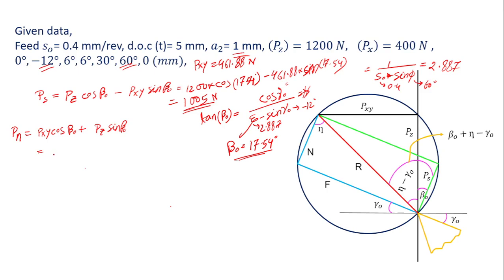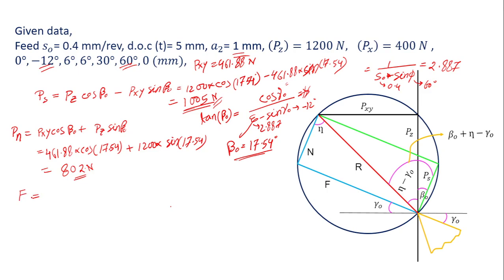Now if you put the value 461.88 into cos of 17.54 plus your 1200 into sine of 17.54, then here also you will get the value around 802 Newton. Please check these values. Actually I calculated and got these values, but I request you to please solve it on your own and check whether the values are correct or not.